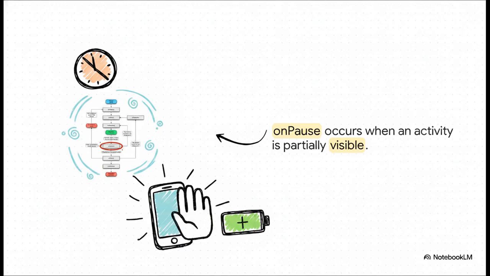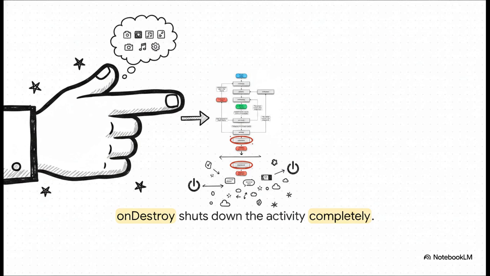By properly using onPause to stop those animations and release system resources, you are directly saving the user's battery life. And honestly, that is the hallmark of a really well-coded Android app. Eventually, the system might just need to reclaim some memory to run other things, or the user totally swipes your app away. That triggers onDestroy.